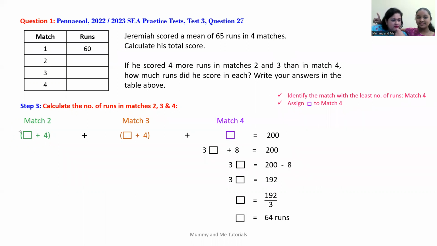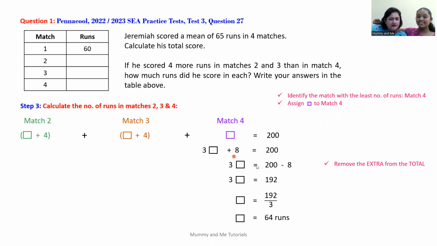We add the boxes first, which would be 1, 2, 3 boxes, plus the values, which would be 4 plus 4, which is 8. Right, and we know that that is equal to 200 runs. So then what do we do next? Next, we need to remove the extra from the total. And in this case, what's the total? The total was 200 runs. So what's the extra? The extra is equal to 8 runs.